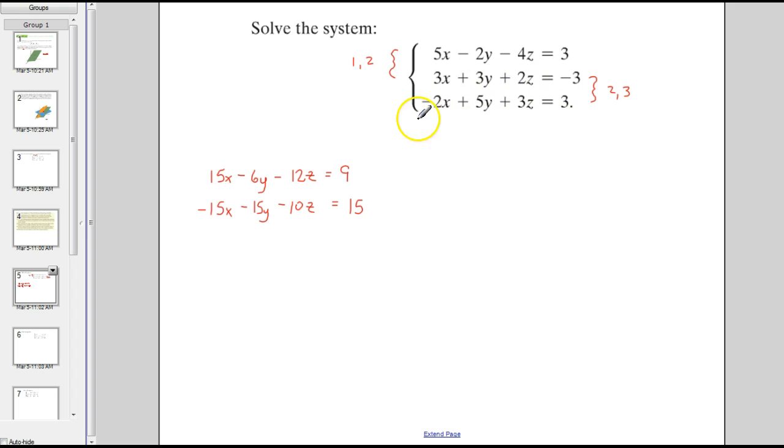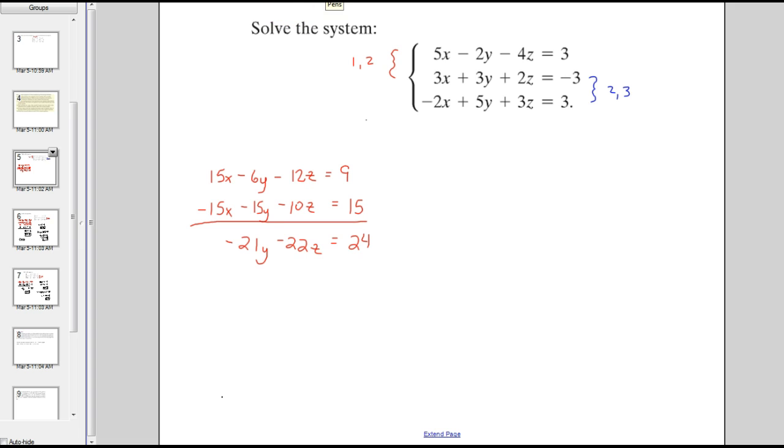And then I'm going to multiply the second equation by -5 to get that sign change. So this equation times -5 gives me -15, -15, -10, and +15 for each of those coefficients and constants. And now I'm going to add these two together, and I've eliminated x. So I get -21y, -22z equals 24. And now when I go and pick these, I switched it to blue over here.